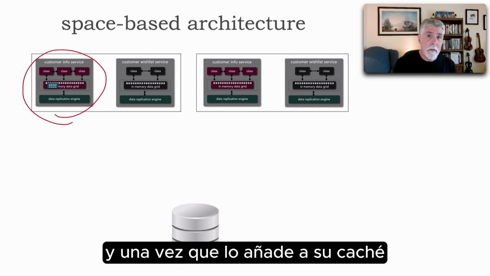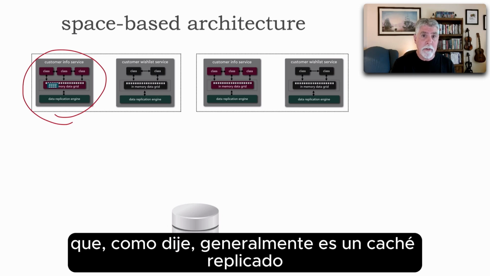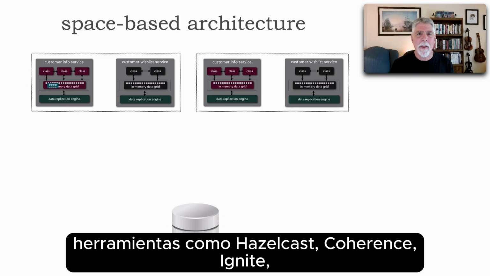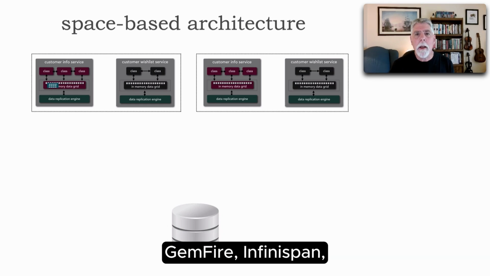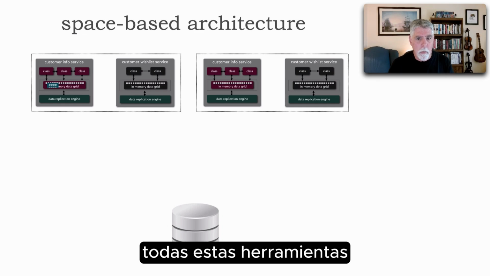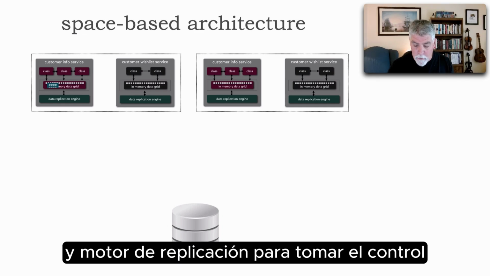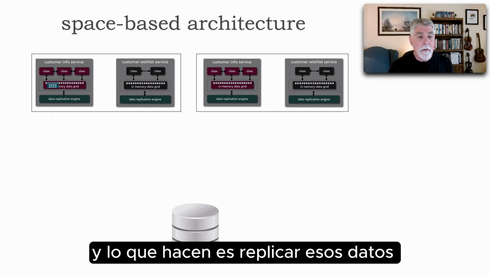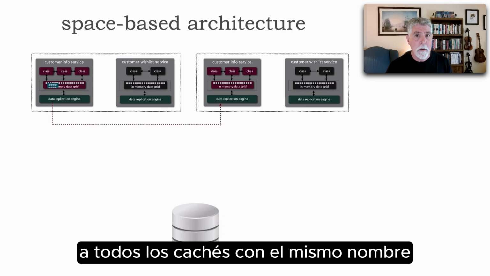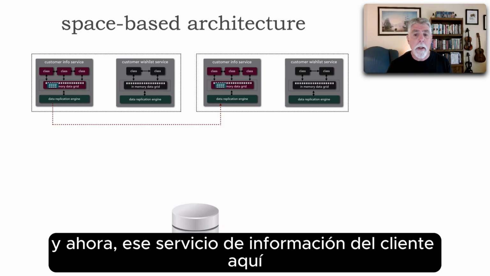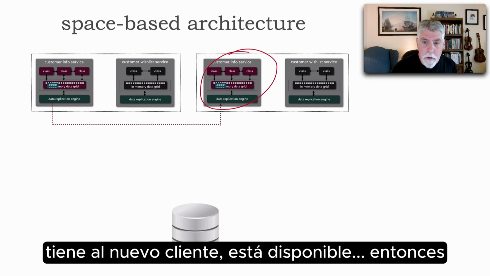Once it adds it to its cache, which is, like I said, usually a replicated cache, tools such as Hazelcast, Coherence, Ignite, Gemfire, Infinispan, all of these kind of tools that are used to implement this data grid and replication engine take over, and what they do is they replicate that data to all same named caches. And so now that customer info service here has that new customer.